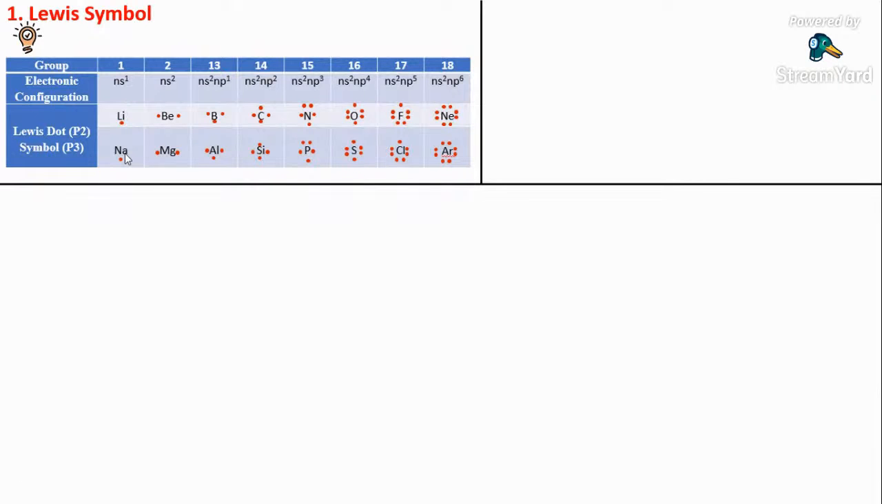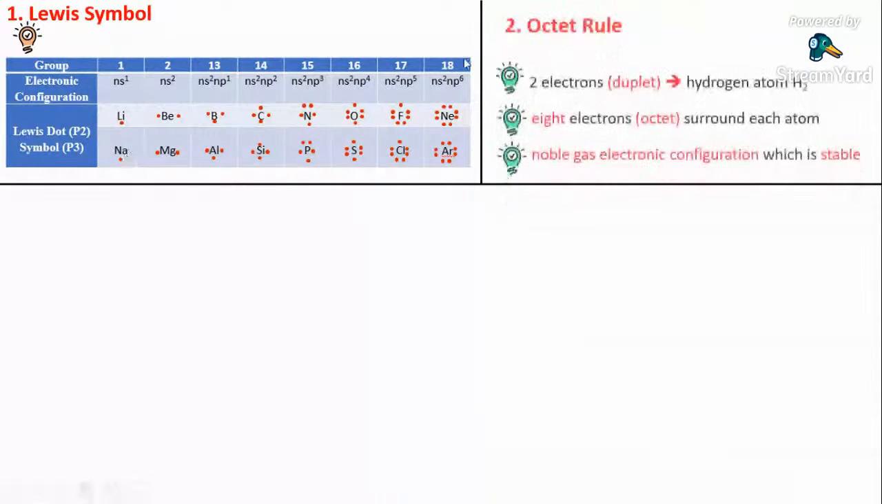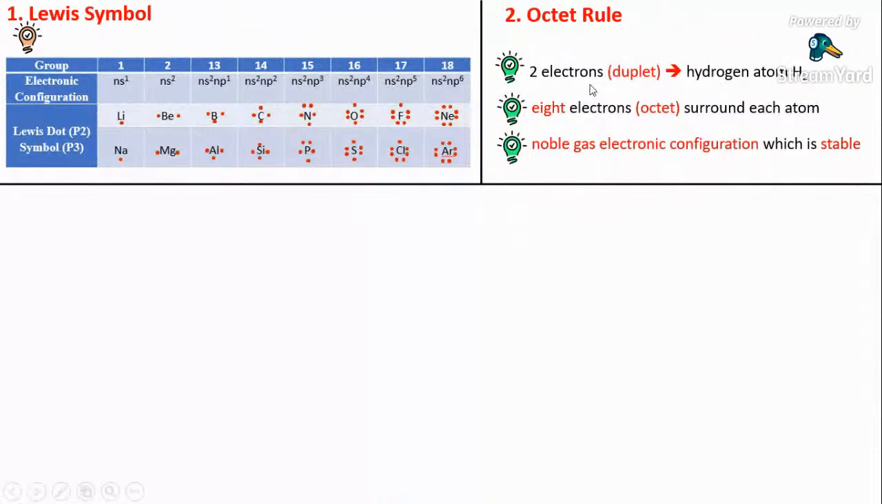Next, octet rule. The octet rule is talking about duplet and octet. The duplet is just for hydrogen and the octet is for other atoms. Noble gas electronic configuration is stable. Normally we are talking about ns2 and np6.